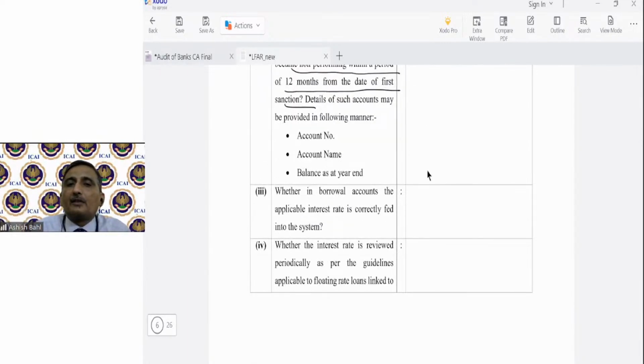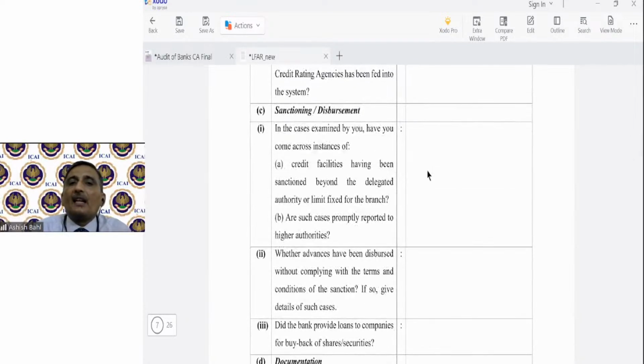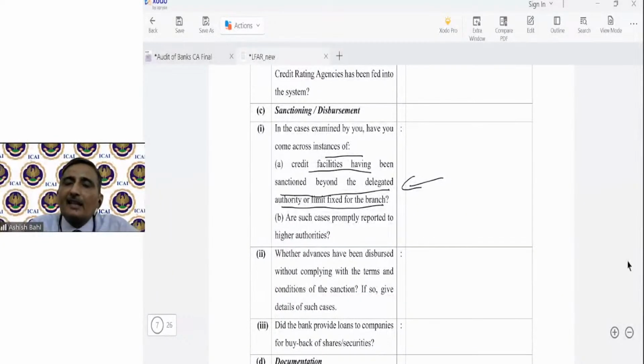Now, whether in borrower accounts the correct applicable interest rate is correctly fed into the system. Similarly, in case of sanctioning, have you come across instances of credit facilities having been sanctioned beyond the delegated authority? Wherever the loan has been sanctioned, whether it falls within the delegated powers of the manager, उसने लोन तो सैंक्शन कर दिया, whether he was authorized to do so, you would ask him to show me your manual, what is your authority to sanction loans.